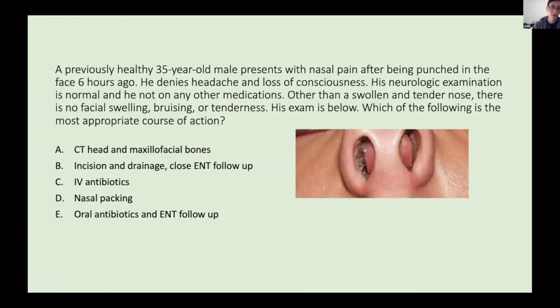And the last question, a previously healthy 35-year-old male presents with nasal pain after being punched in the face 6 hours ago. He denies headache and loss of consciousness. His neuro exam is normal. He's not on any other meds, other than a swollen and tender nose. There's no facial swelling, bruising, or tenderness. His exam is below. Which of the following is the most appropriate course of action?